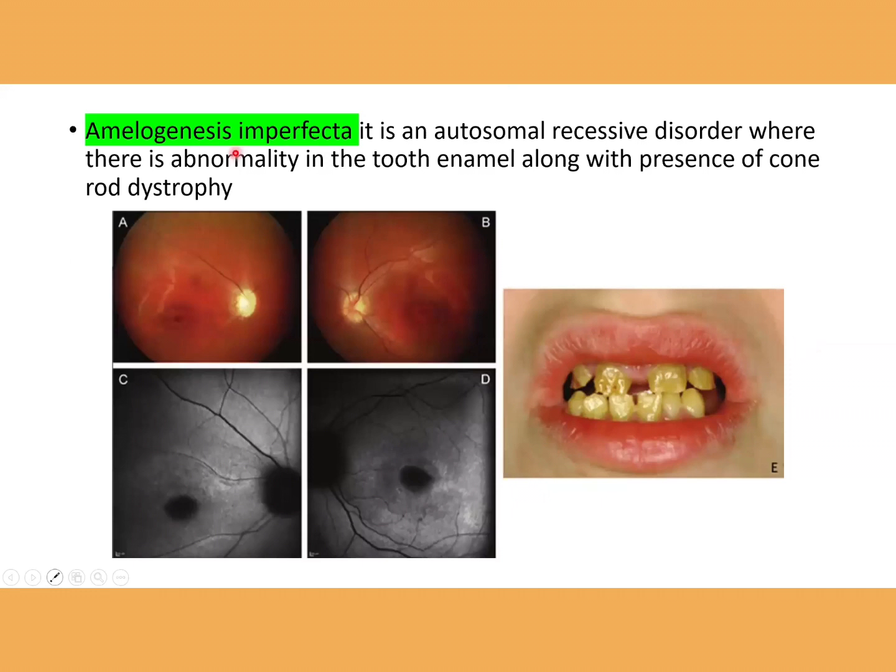Now here, amelogenesis imperfecta. It is also an autosomal recessive condition where there is abnormality in the tooth enamel along with the presence of cone rod dystrophy. So here you can see that the person does not have well developed tooth enamel, and along with it there is macular involvement leading to central vision loss with photophobia. C and D, these two pictures show the autofluorescent picture where you can see the macular involvement very nicely.